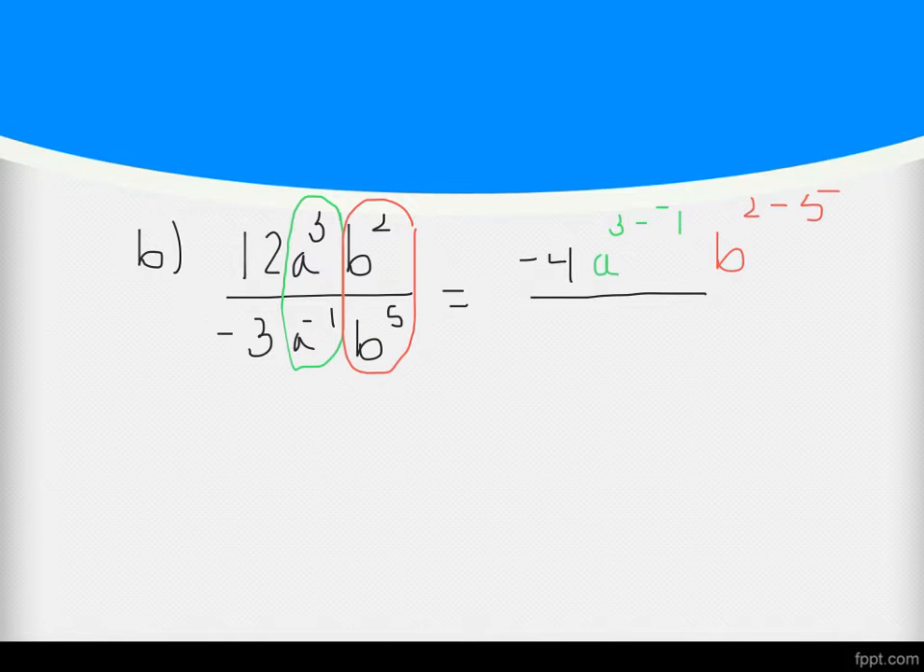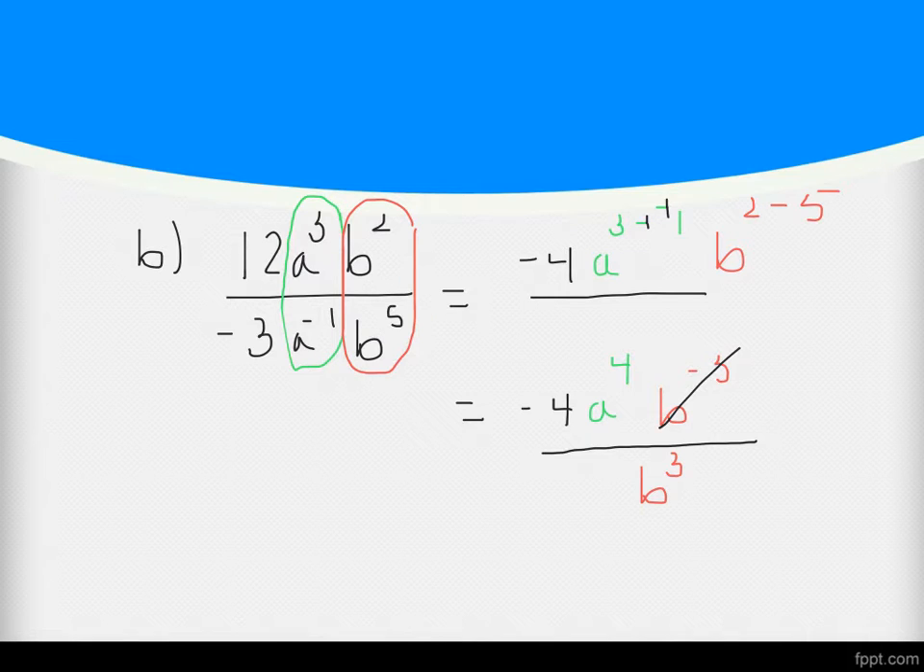So if I simplify that at this point, I've got negative 4 out in front. 3 minus negative 1 is the same as plus positive 1, so I have a to the 4 power. And then b to the 2 minus 5 would become b to the negative 3 power. And now I need to move my negative exponents. The only negative exponent is b to the negative 3. So it will move to the bottom and become b to the positive 3 and no longer be on top.